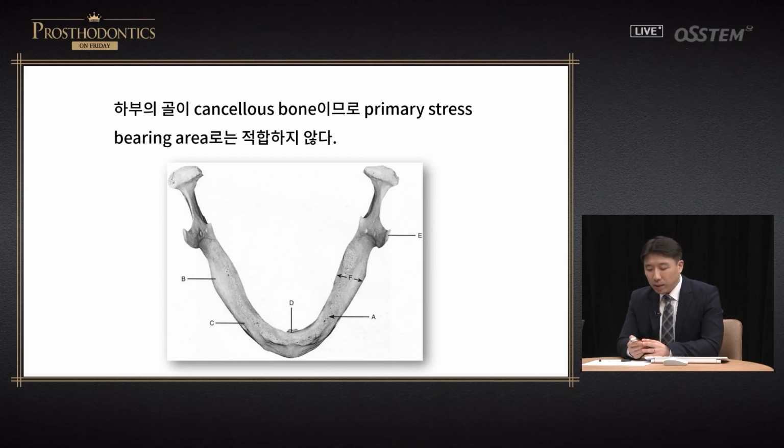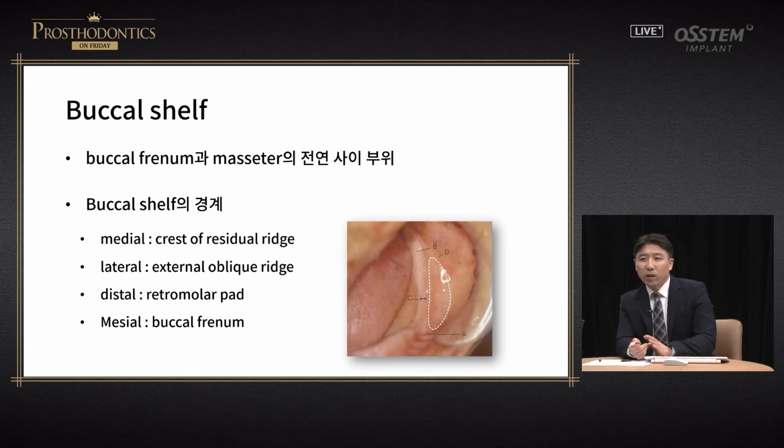Residual alveolar bone cannot be classified as a primary stress-bearing area. The buccal shelf is the primary stress-bearing area. Let's look at the border. Behind the buccal foramen, it is positioned here. It is positioned before the retromolar pad. This is the buccal shelf, and up to the external oblique ridge is the border.